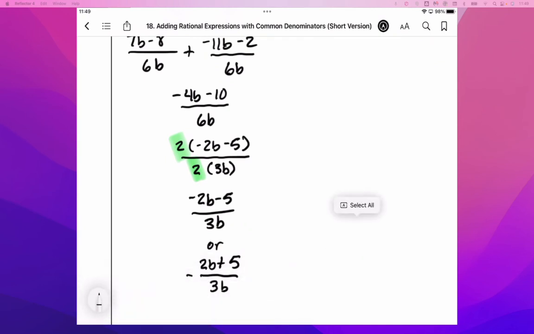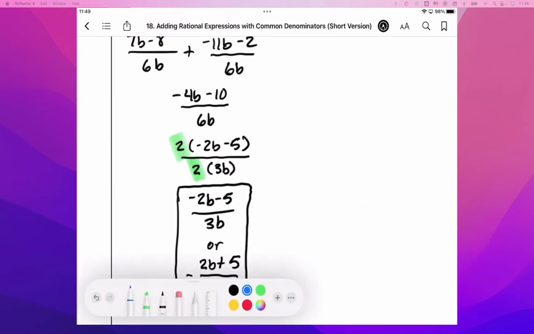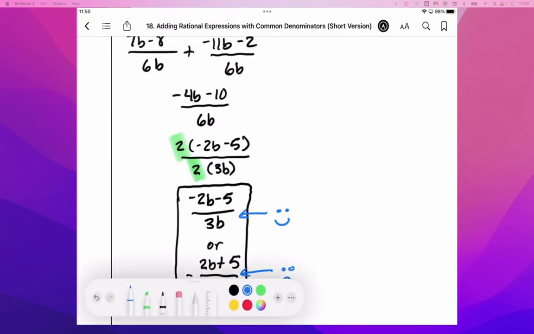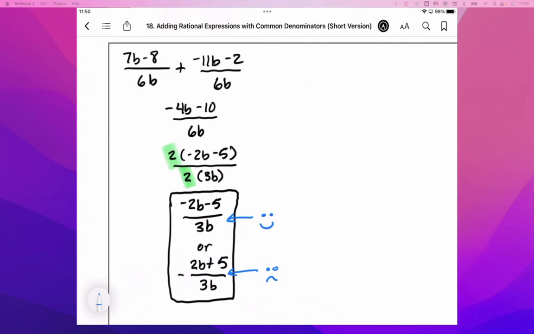I would honestly not recommend doing the bottom one. I would leave it with the top one. And so for my answer key, I'm going to go ahead and put a smile face here. I like that one. And I'll put a sad face here for this one. I don't like that one. So I prefer this one. This one is kind of yuck.